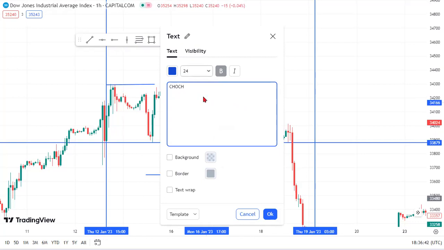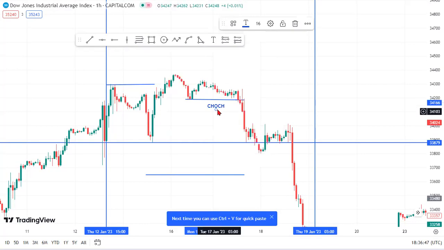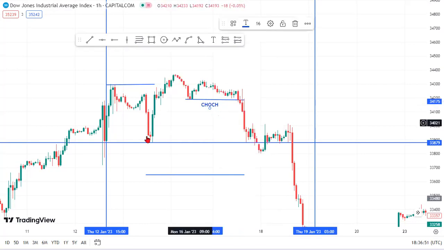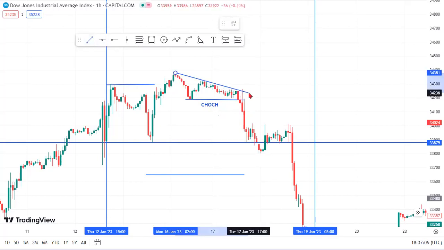Market broke this low, showing that the market is now selling. We're looking for the market to give you a lower high, lower high, lower high, but it gave you a lower high, then came back and broke the low, giving a lower low. So this is now the market saying, I'm selling.